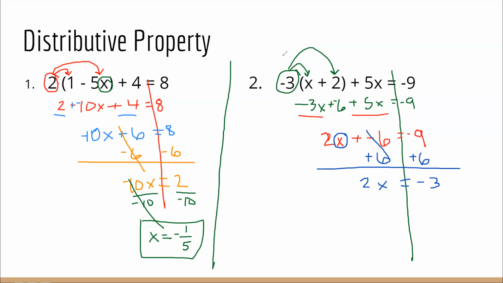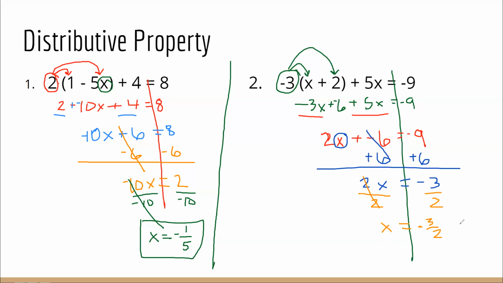Now I'm left with a one-step equation, which is 2x equals negative 3. So I'm going to be doing the opposite of multiplication, which is going to be division, which cancels that out. And we're left with x equals negative 3 over 2, can't simplify that fraction. I could change it to a proper fraction if I want, but I'm not that concerned about it. So I'm just going to leave it as an improper fraction.